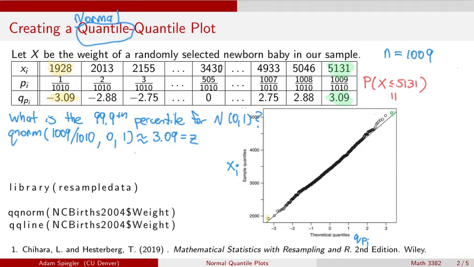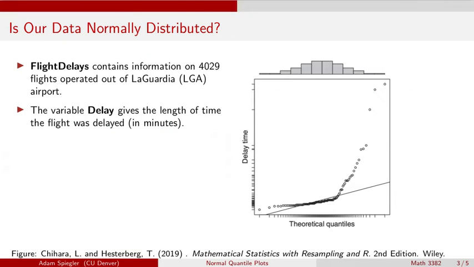So let's take a look at some cases where the data is not normal and how we could identify those features from a normal quantile plot. For the next example, let's consider the flight delays data set from the textbook. This had data from over 4,000 flights operated out of LaGuardia Airport in New York City. Among the variables observed for each flight was a quantitative variable called delay. This tells us the length of time that the flights were delayed in minutes.